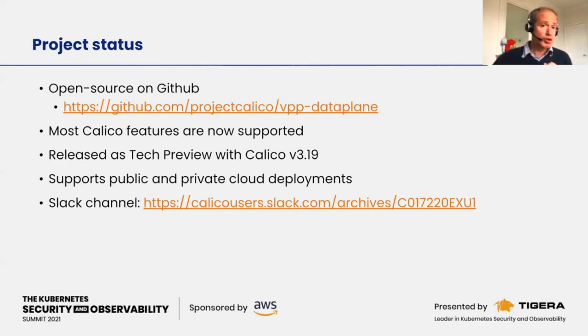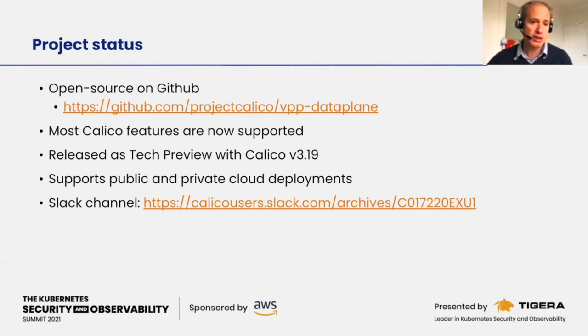So this is an open source project. It's all on GitHub. It's part of the regular project Calico under the VPP data plane directory. Most of Calico features are currently supported. It was released as tech preview maybe 3 weeks ago as part of Calico 3.19. And it supports all public and private cloud deployment, including Amazon. So we support the ENA drivers. Actually, Amazon recently released a new version of their ENA driver supporting interop mode. We leverage all these things.